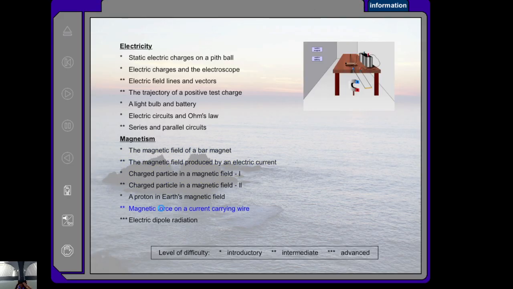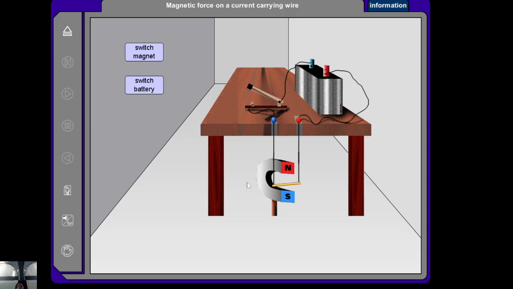It's called a current carrying wire. So predict here. Where do you think it's gonna go? So the current, where is the plus? The plus is the blue. Plus is blue, so it's gonna go this way, to the right.